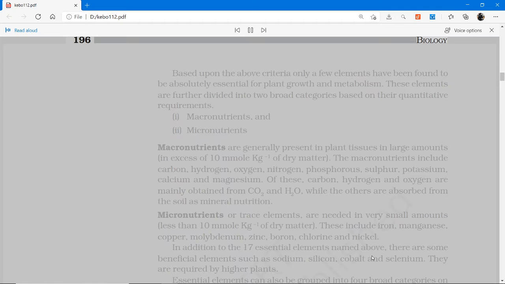Based upon the above criteria, only a few elements have been found to be absolutely essential for plant growth and metabolism. These elements are further divided into two broad categories based on their quantitative requirements: 1. Macronutrients, and 2. Micronutrients.